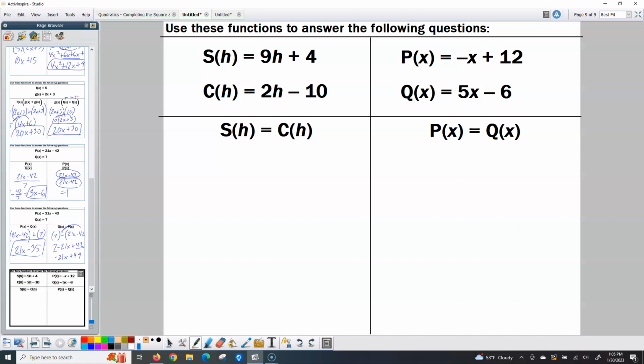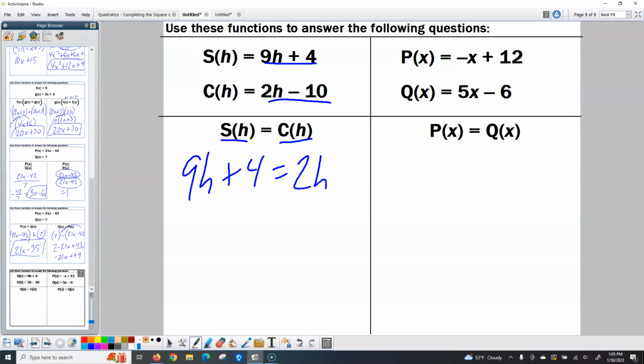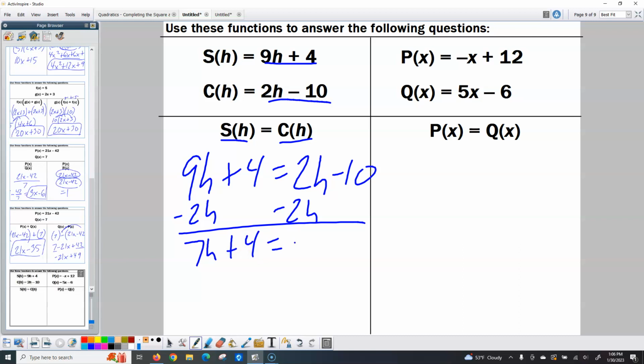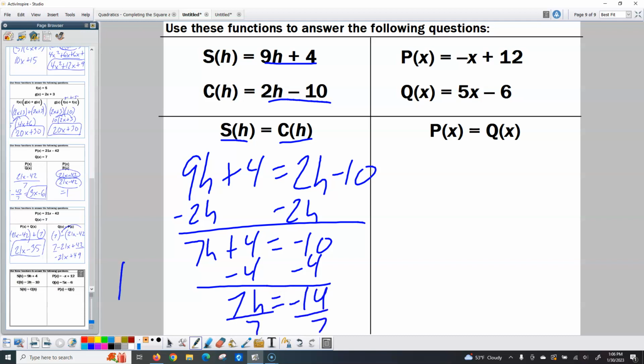Lastly, we got some equations. So you're really just plugging it back in. I mean, I got S of H equals C of H. So I got that equals that. I got 9H plus 4 equals 2H minus 10. I want to bring this 2H over there. That's 7H plus 4 equals negative 10. Minus 4, that's 7H equals negative 14. Divide by 7. H equals negative 2.